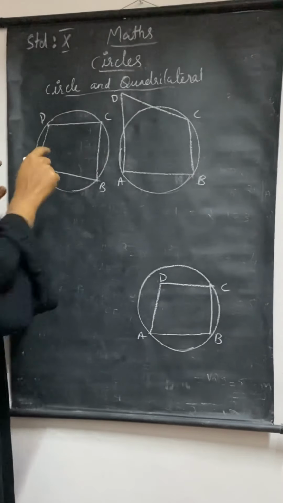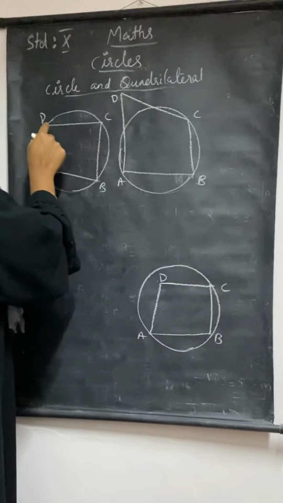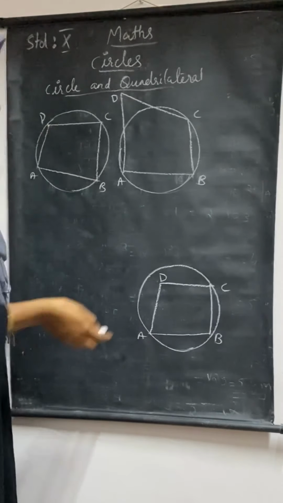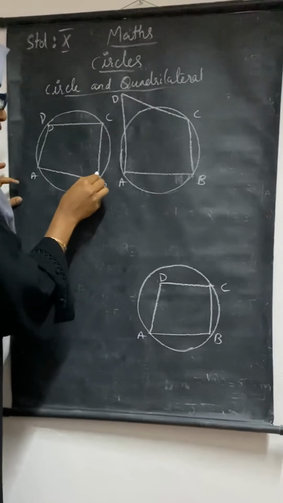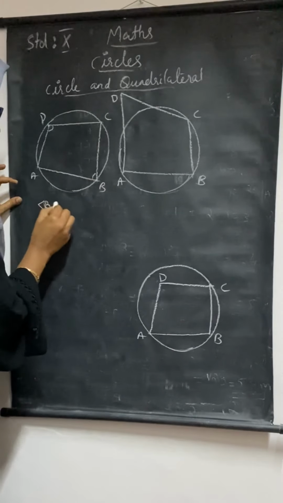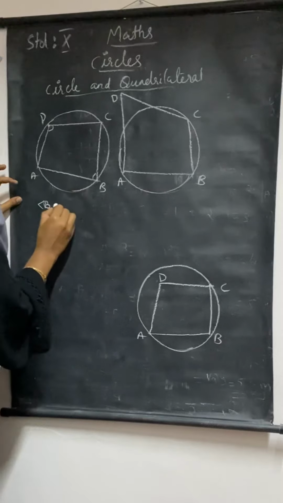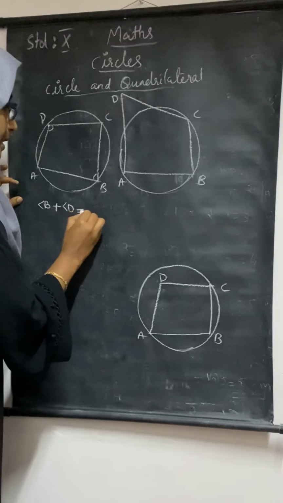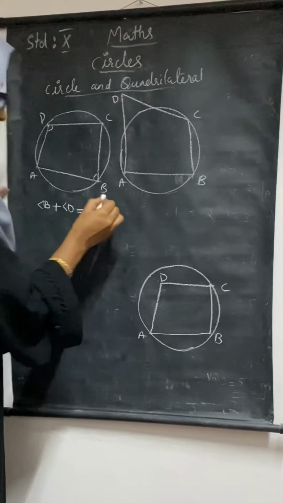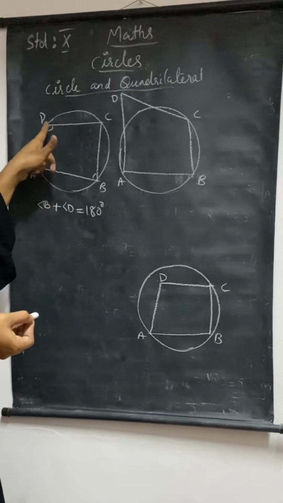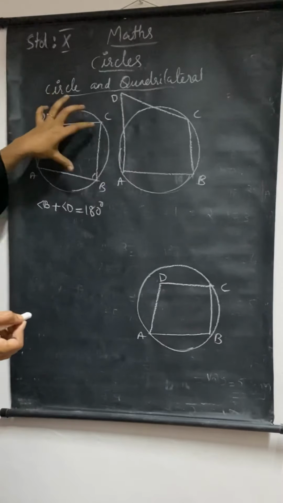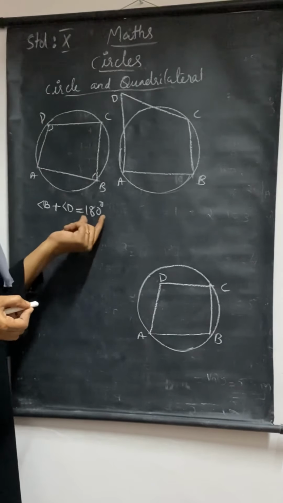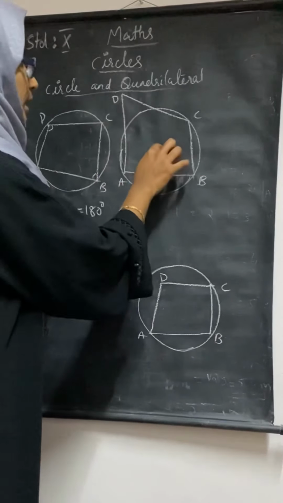Keep it in mind, whenever the 4 points of the quadrilateral are on the circle, the opposite angles will be supplementary. For example, I can take these two angles, angle B plus angle D, which is equal to 180 degrees for this figure. Always remember, whenever all the 4 points are on the circle, when you add opposite angles, this and this, you should get 180 degrees.